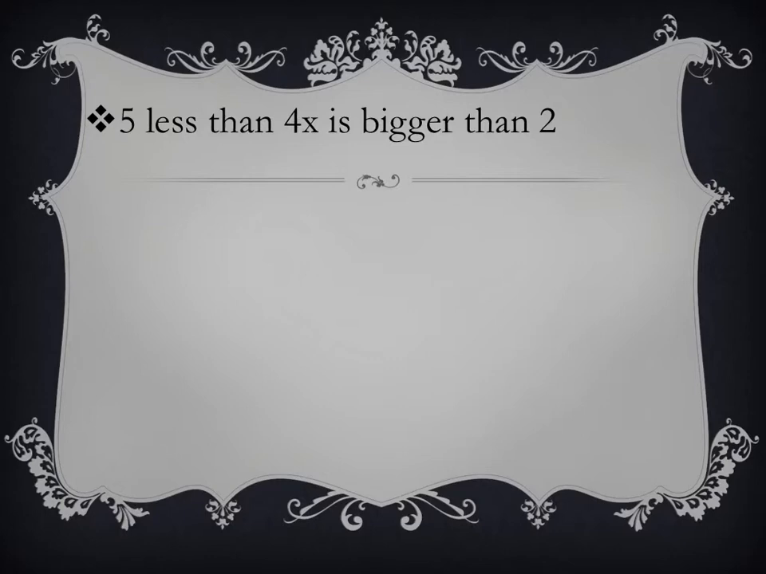Alright, we got some important words here. The first one is going to be less than, and then we also have bigger than. So we want to discuss what those words mean. Less than means that we are going to be subtracting, and then bigger than is strictly going to be bigger than, so a greater than inequality.